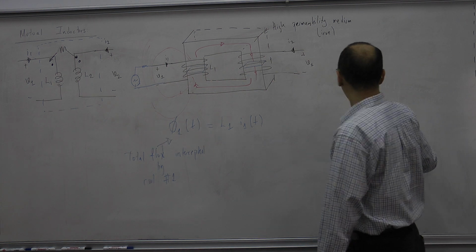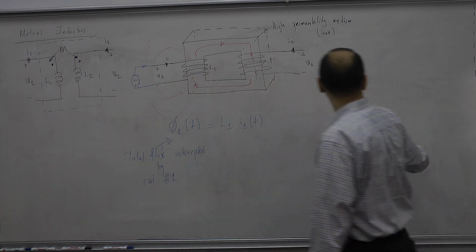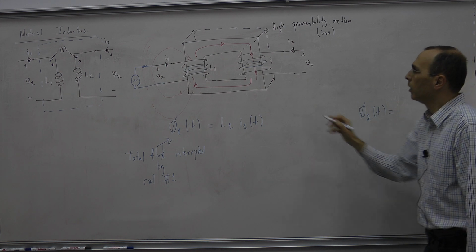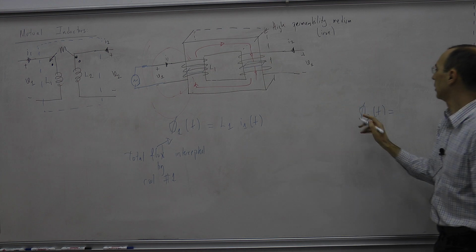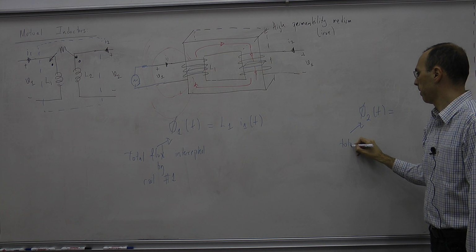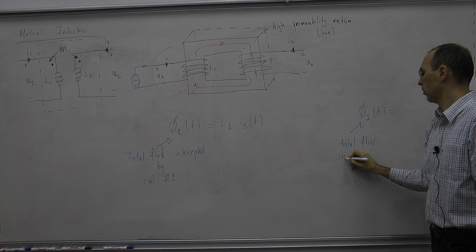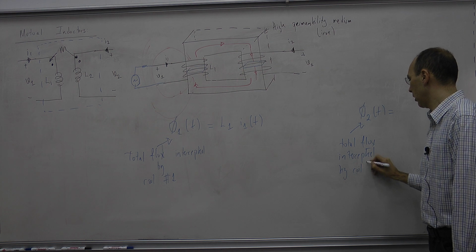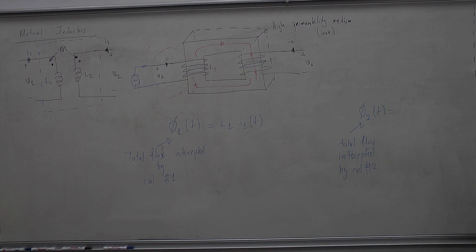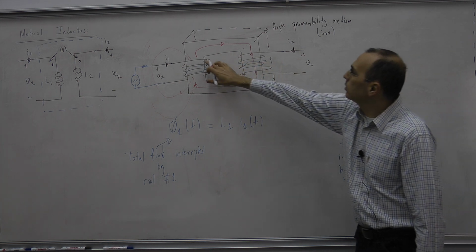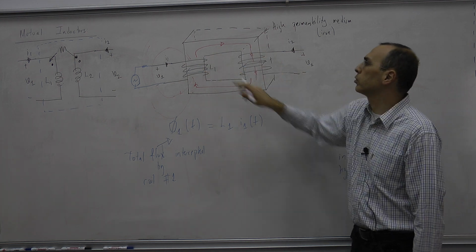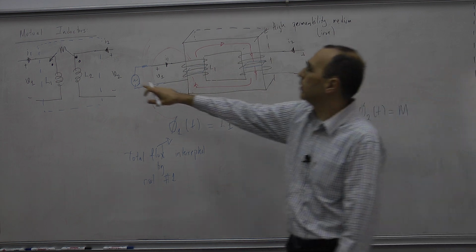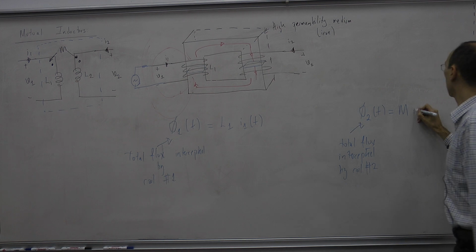Similarly, I can write, let me write it over here, phi 2 of t. There will be a coupling over here. This is the total flux intercepted by coil number 2. Now, this is not energized, so this is the flux due to the first coil. We are introducing that as M. This is this M over here times I1 of t.